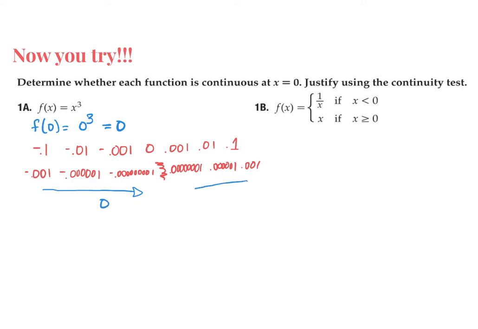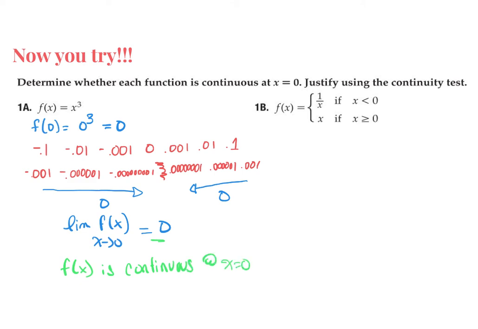Again, I'm getting closer and closer to 0. So that means that the limit of f of x as x approaches 0 exists and it is equal to 0. Then you want to analyze whether the two statements are true. So f of 0 is equal to 0 and the limit of f of x is equal to 0. They are both the same. So f of x is continuous at x equals 0.